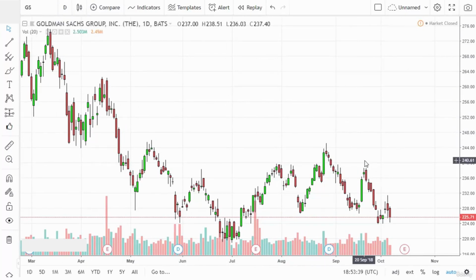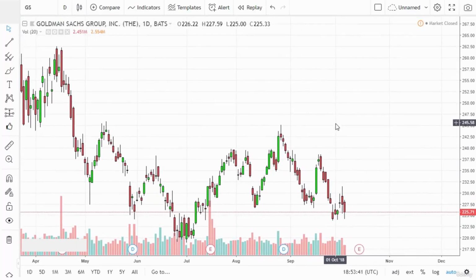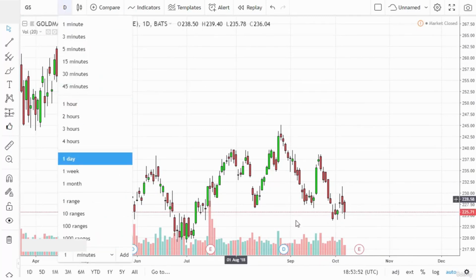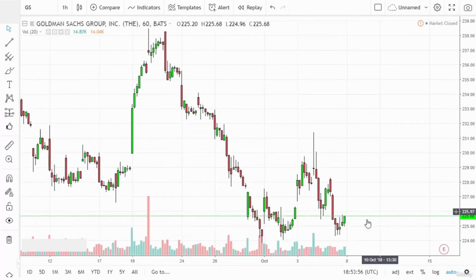So, with your top-down analysis, you recognize that there is an inverted hammer there that has been broken 2 days in a row. But before that, we formed a hammer. Let's go back to the hourly chart. You can see that this inverted hammer has been broken to the upside.